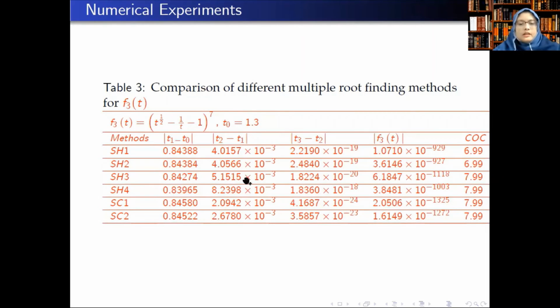And similarly table 3, which is the comparison for the F3 function, the root having multiplicity 7. And again, we can see here that SC1 and SC2 are performing in a better manner.